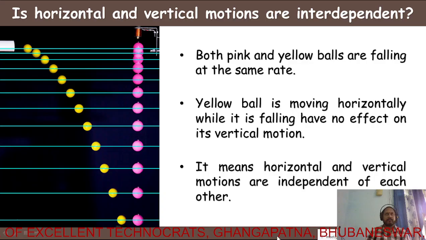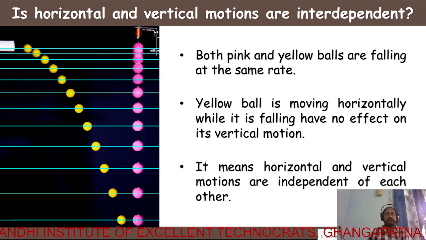Now here you can see one simple diagram, two different types of balls. One is of which color? Left side you can see it is a yellow ball, and right side is a pink ball. What is the difference between these two? Both the balls are falling at the same rate.